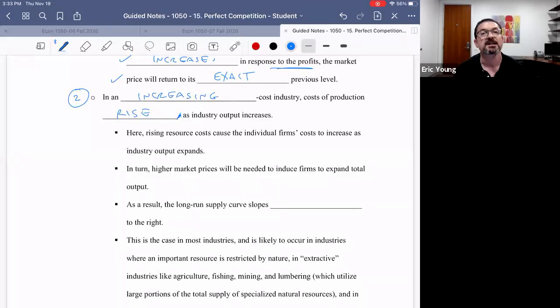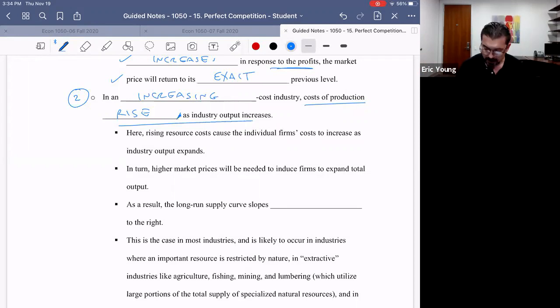In an increasing cost industry, the cost of production will rise as supply increases. In other words, think of it this way. As you have profits, existing firms supply more and new firms enter. As new firms enter and the supply increases, that's going to put pressure on some of the inputs, on some of the resources, on some of the factors of production. So that increase in supply will work to drive up resource prices.